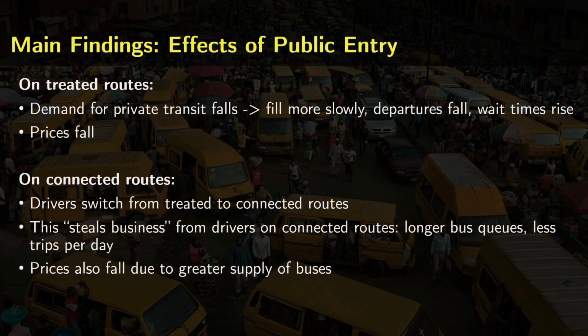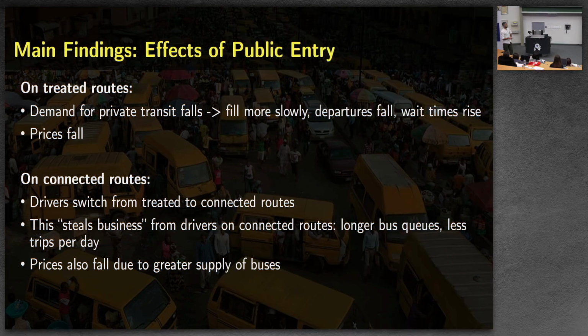This substitution steals business from drivers on these connected routes. If you're on a connected route, the government doesn't compete directly with you, but you are indirectly affected by the policy because these drivers are substituting into your route away from other routes where they face higher competition from the public service. That leads to longer queues of buses, which means drivers on those routes can complete fewer trips every day. And we also find that prices fall on those routes due to a greater supply of buses.